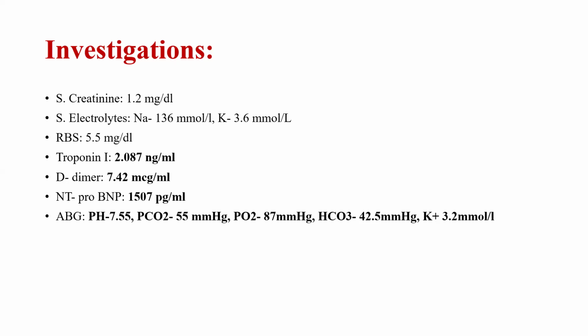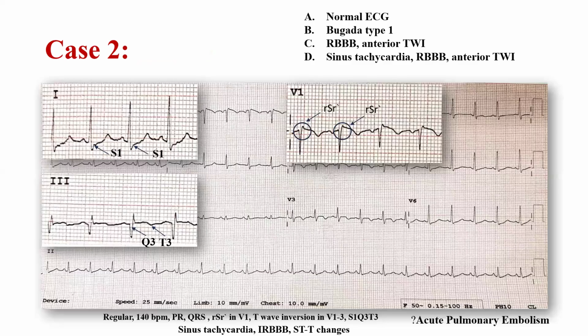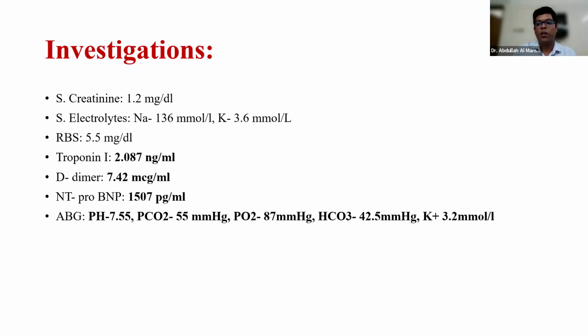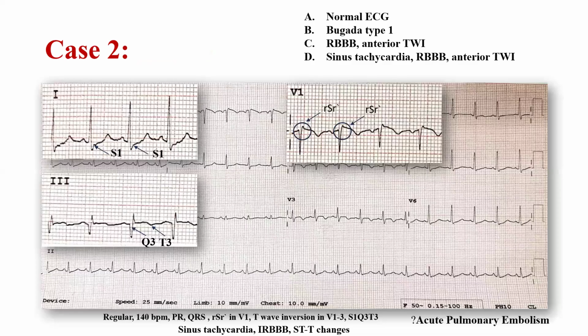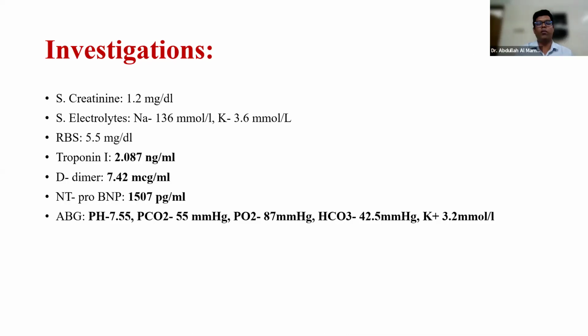And probably this slight RSR type, what is seen in V1, is due to strain of the RV, due to pulmonary embolism. Most likely, not typical. And if it is pulmonary embolism, and the obstruction is managed and reduced, then this ECG change will come back to normal. Yes, sir, exactly. Sir, please go forward and proceed.